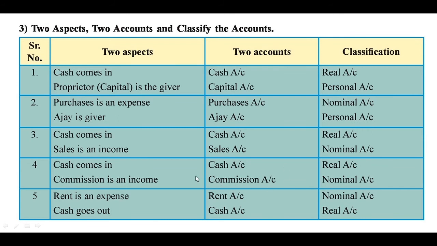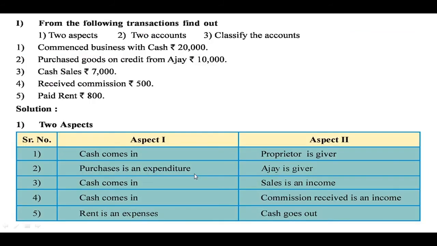Then the last transaction is paid rent rupees 800. Now when the rent is paid, something is paid, it is a payment. So it is the expenditure. So here rent is an expenditure. Now when the businessman pays the rent, cash goes out of the business. So the second aspect of the transaction is cash goes out.